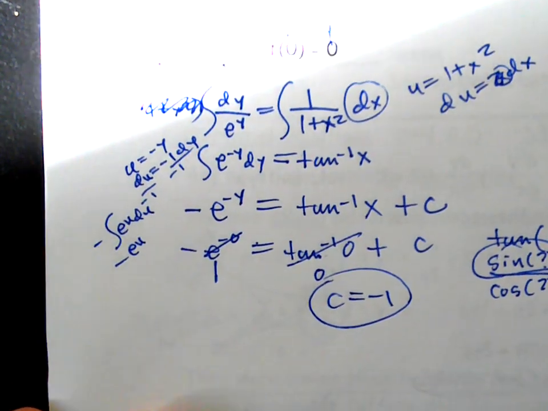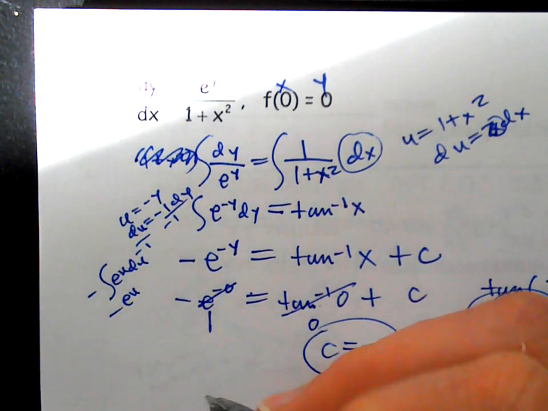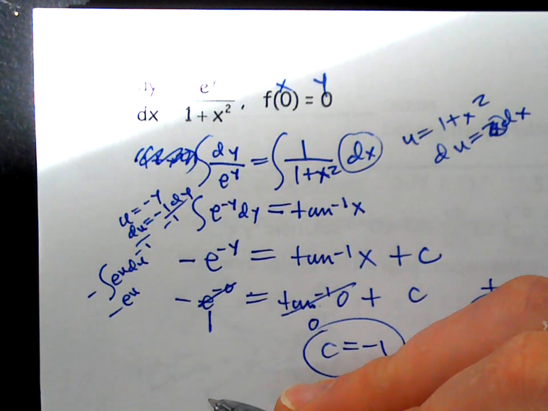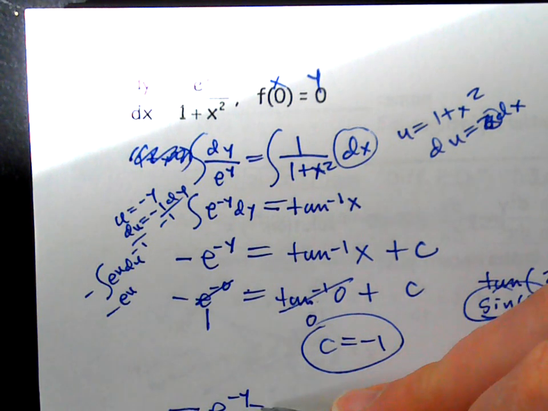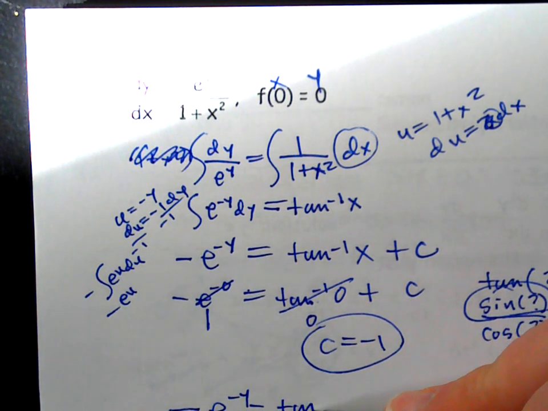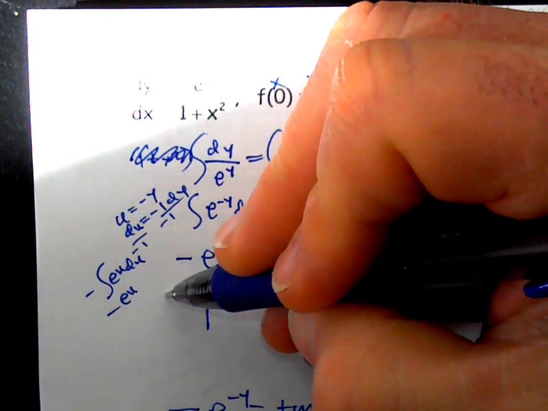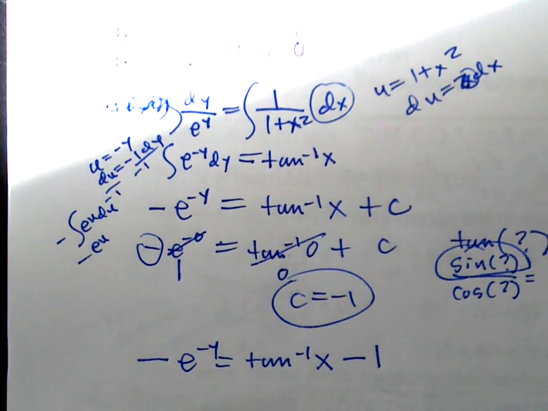So we got that figured out. So we're going to plug it in. I'm going to rewrite it, plug it back in. Negative e to the negative y equals inverse tangent x minus 1. Don't lose that negative over there.